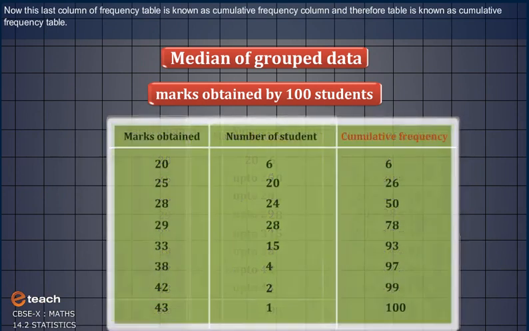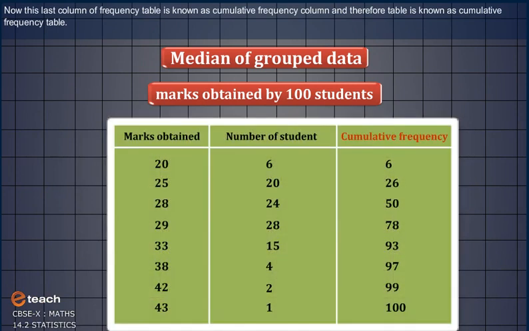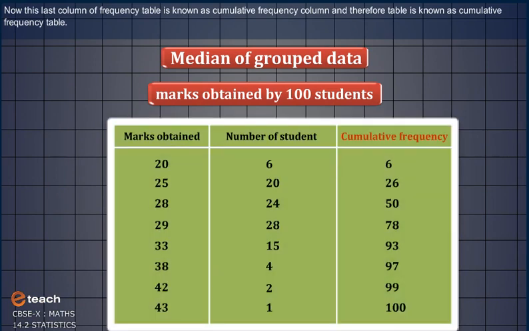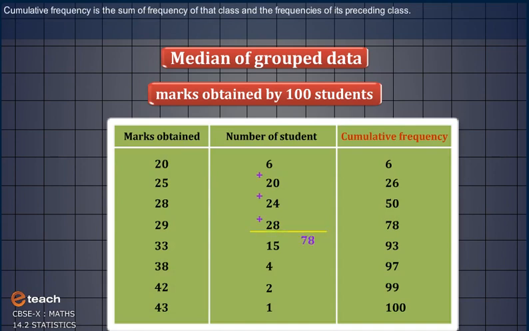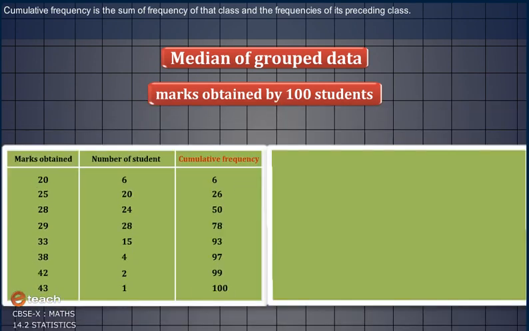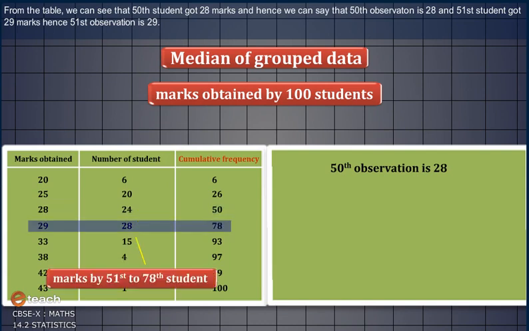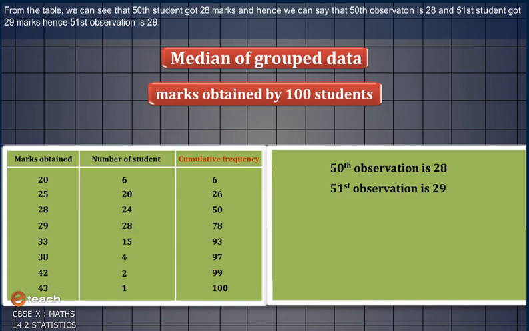Now this last column of the frequency table is known as the cumulative frequency column, and therefore the table is known as a cumulative frequency table. Cumulative frequency is the sum of frequency of that class and the frequencies of its preceding classes. From the table we can see that the 50th student got 28 marks, and hence the 50th observation is 28, and the 51st student got 29 marks. Hence the 51st observation is 29.